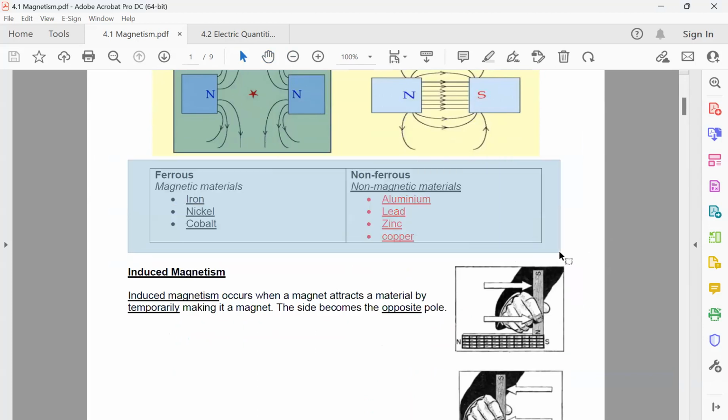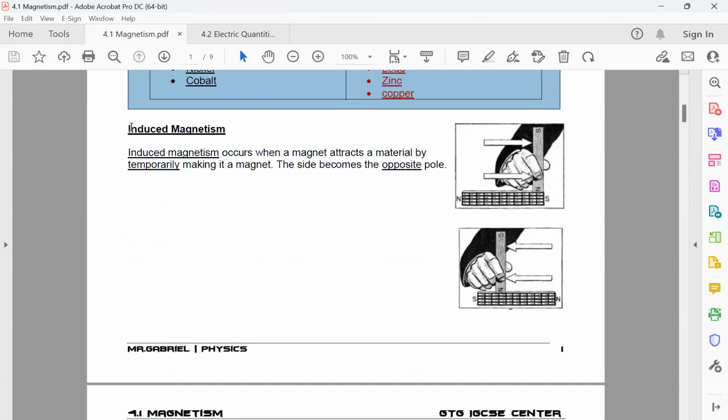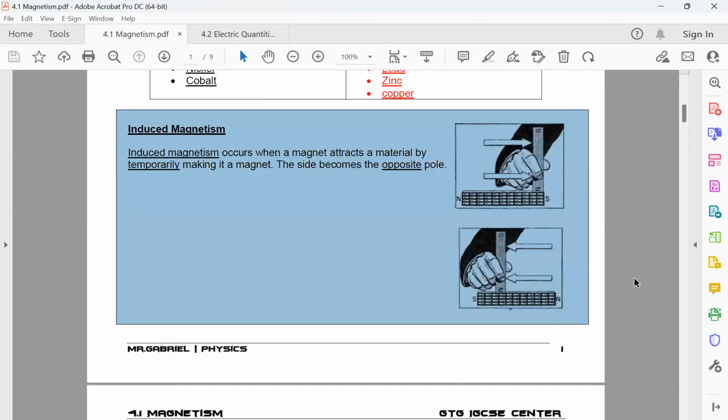Then after that, we also learned about the term ferrous and non-ferrous. Ferrous and non-ferrous is basically magnetic and non-magnetic materials. Not all metals are going to be magnetic materials. Always remember that. We also talked about induced magnetism.